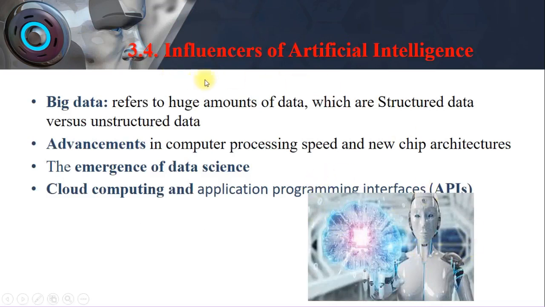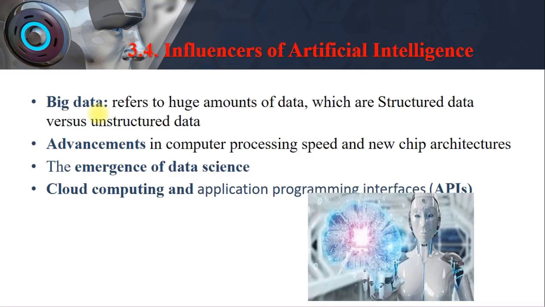These influencers help or support the concept of artificial intelligence to become true or implementable. The first influencer is big data. Big data is a collection of a variety of data, and the data ingested in big data are very large in size and very quick, or we can say the velocity, volume, as well as veracity of big data is high.